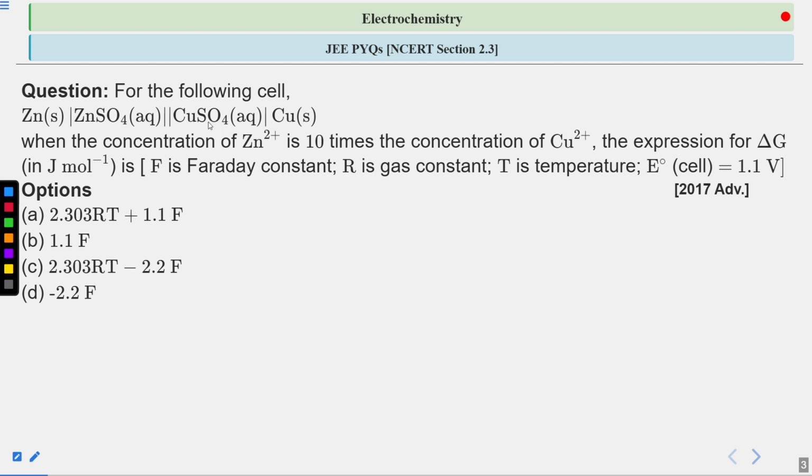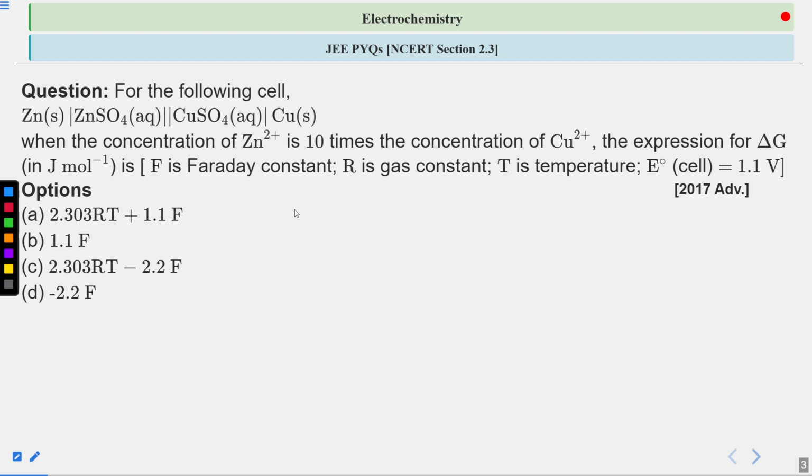So for this representation of the cell, when the concentration of zinc 2 positive ions is 10 times the concentration of copper 2 positive ions, the expression for the delta G, that is free energy in joules per mole units, is. So you have to tell the expression for the delta G. F is given as Faraday's constant, R is taken as the gas constant, and T is representing the temperature. Meanwhile, E naught of the cell is given as 1.1 volt.